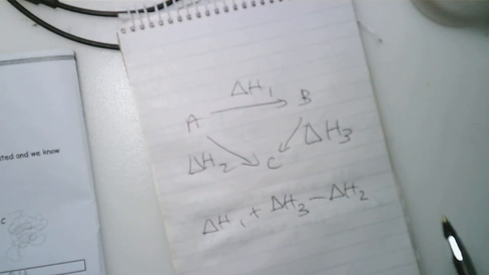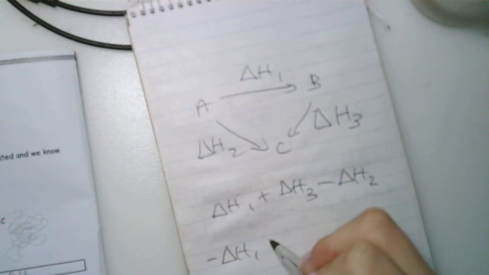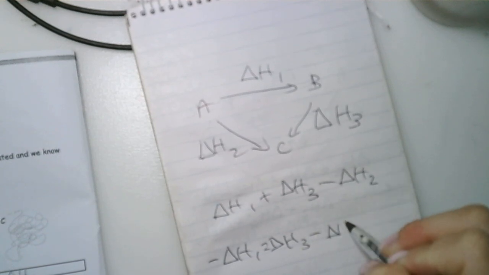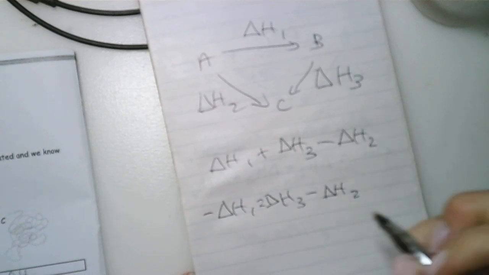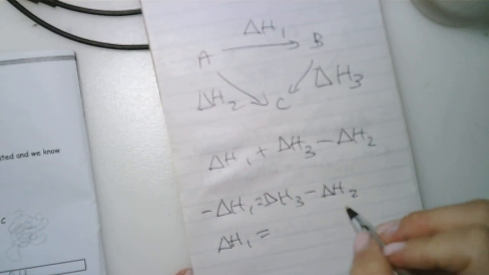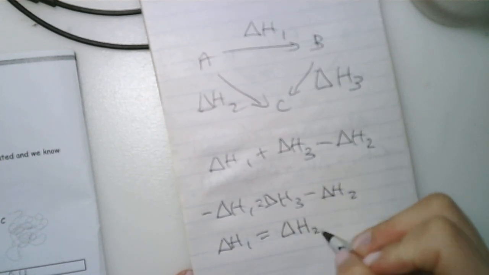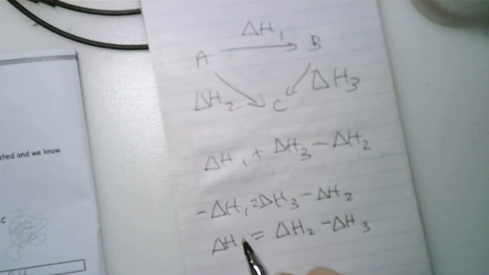If you move that over to the other side, it would become negative delta H1 equals delta H3 minus delta H2. But because you want this to be positive, you flip the signs on all of them, so the negative becomes a positive and the positive becomes a negative. The negative turns positive there, and minus delta H3. And that's the one for that one. Those were just some examples for you.